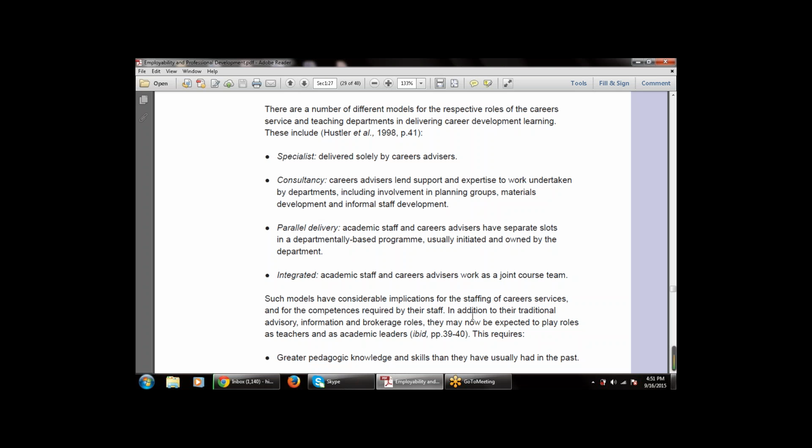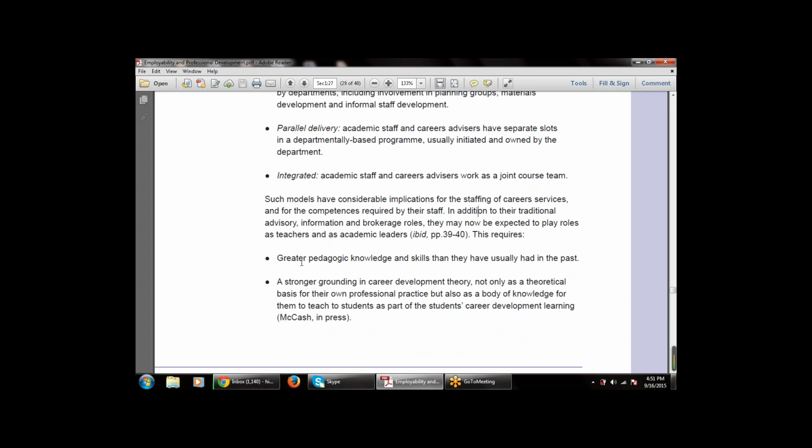That is, they are the teachers and academic leaders who lead the content and the academic criteria. And this requires greater pedagogic knowledge and skills than they usually had in the past.